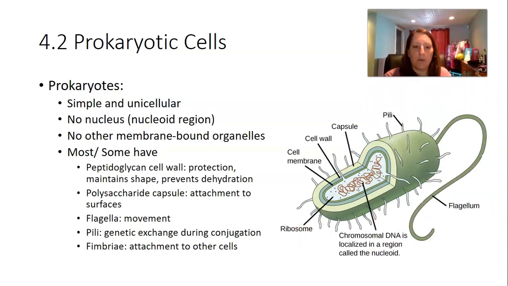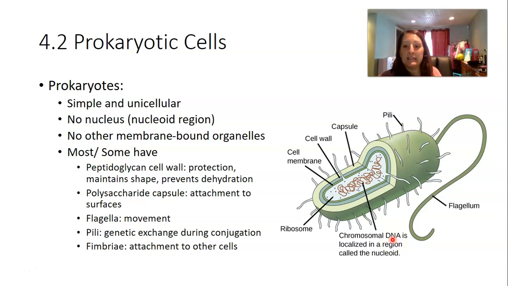Let's take a look at a prokaryotic cell. This is a typical bacterial cell here in the picture. So again, prokaryotes are going to be simple. They're going to be unicellular. Okay? They don't have a membrane-bound nucleus. However, they do have DNA, and that's shown here in this picture. This is chromosomal DNA, and you can't see it. It's one big circular double-stranded piece of DNA.